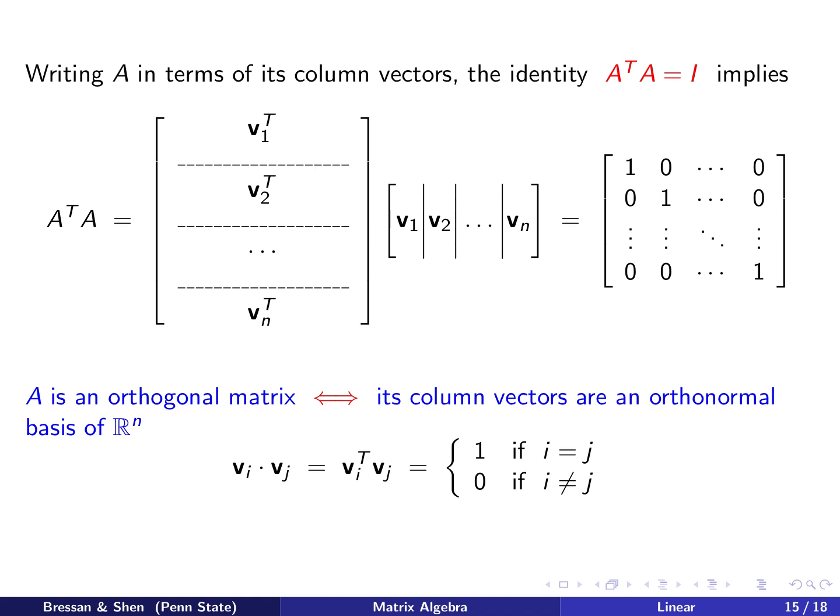So we see that if A is an orthogonal matrix, then we have this property for the column vectors, and this is exactly the property for an orthonormal basis. So the column vectors of A actually now form an orthonormal basis for Rn.